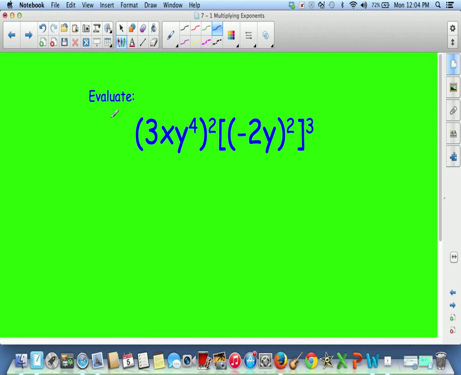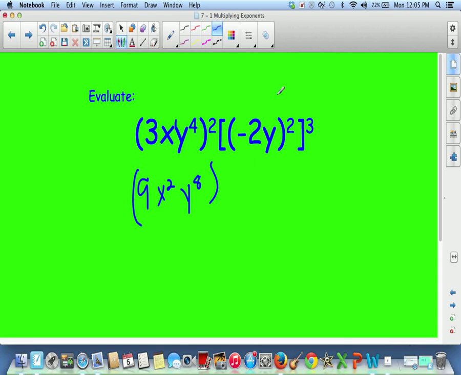So here's an example we need to evaluate. Go ahead and write it down. So I always do the powers first. So I'm going to go ahead and distribute that. So it's going to be 3 to the second, which is 9. And this is x to the first, so that's 1 times 2 is x squared. And 4 times 2 is y to the 8th. So I do that first.